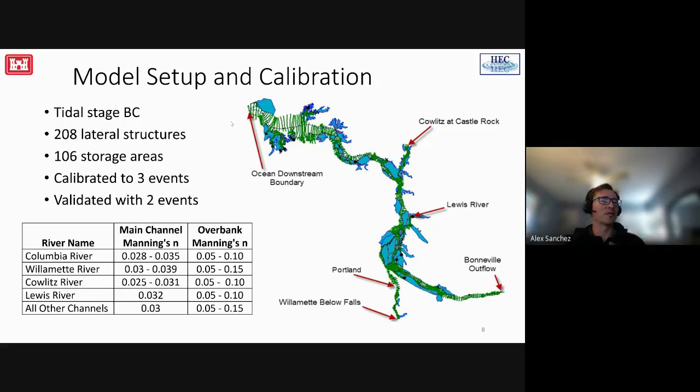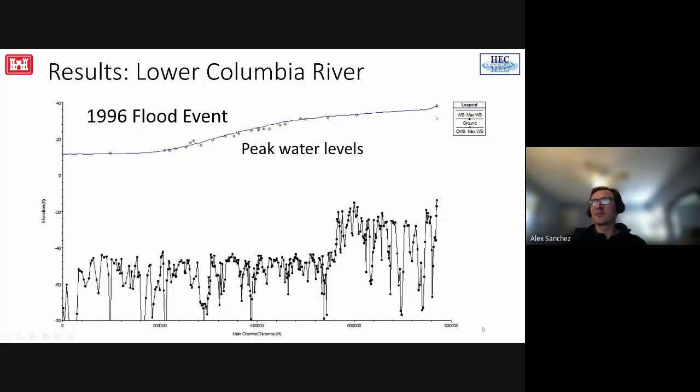Some people might say, "Oh no, that's not really validation, you just calibrated the model." Well, that's true, but we also validated that the model can represent the physical system. Anyway, this is the mouth of the Columbia River, and this is the result for one of the flood events, the 1996 event, and it represented the peak water levels pretty well.